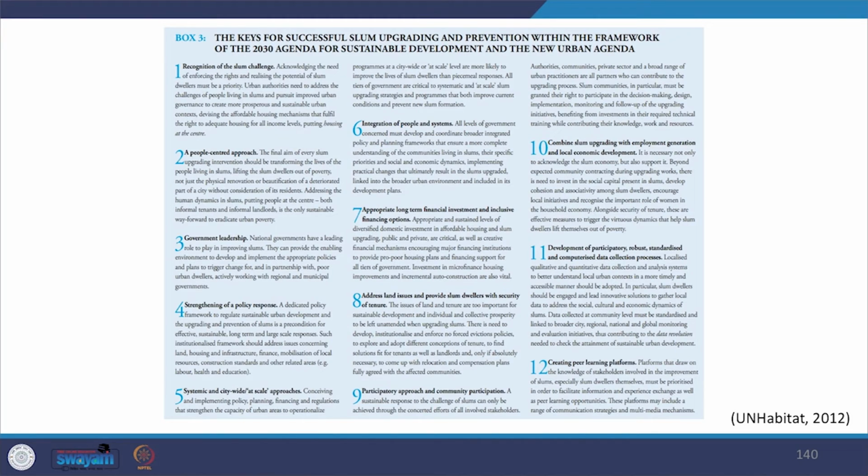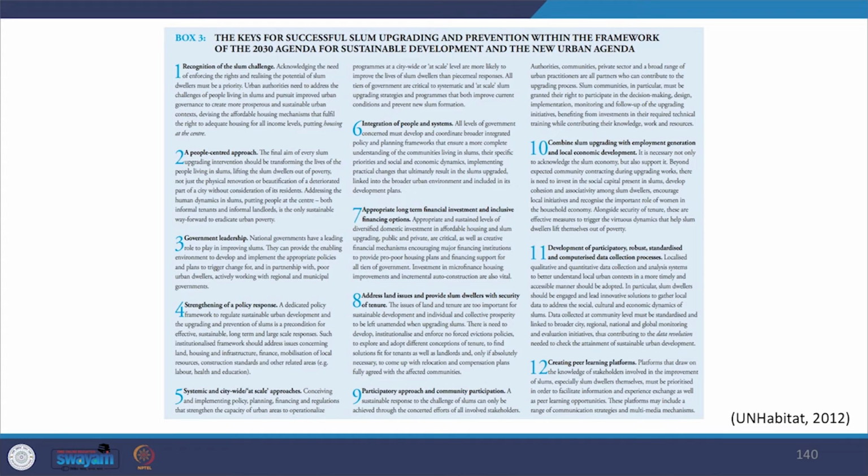Next, we see that it highlights the need for people-centric approach. For any kind of upgradation, it's important that it is focused on people and not focused on the environment or the building component or the beauty component. Third, we see that it highlights the need for government leadership. National governments have a leading role to play in improving the slums, and they can provide the enabling environment to develop and implement the appropriate policies and plans to make the changes which are required in the slum areas.